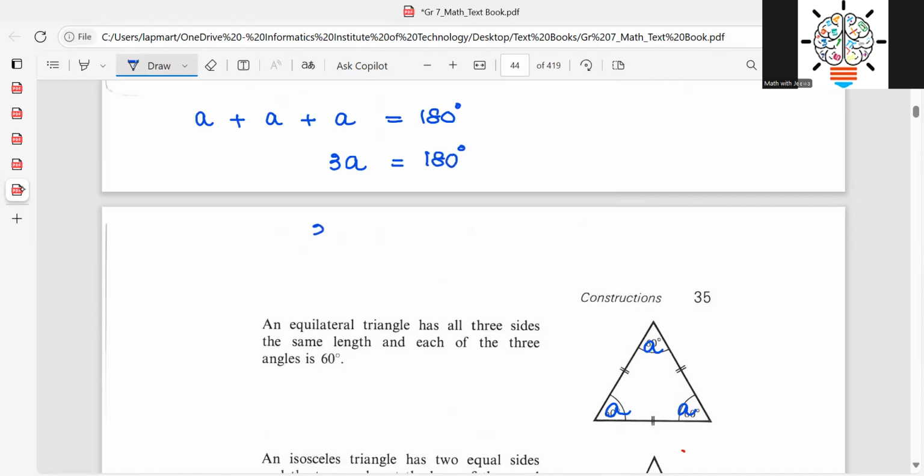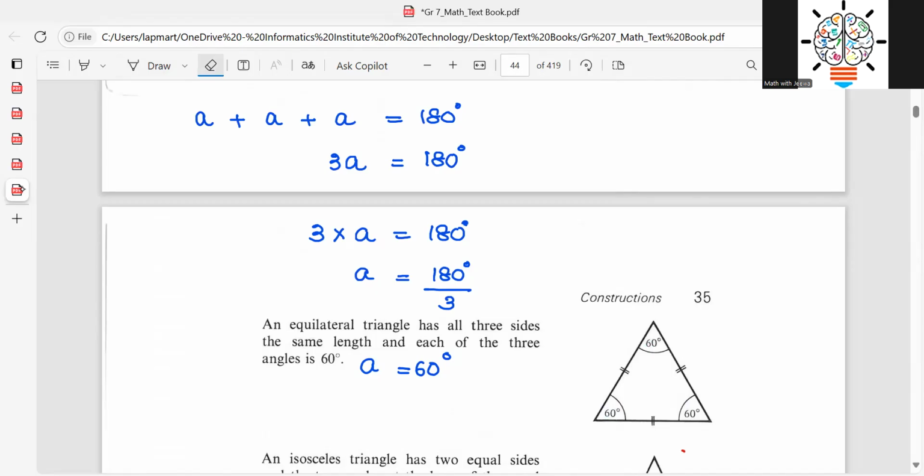What do you mean by 3A? Now that you know how to solve this kind of simple algebraic equation, now you are in grade 7, right? So 3A means 3 times A equal to 180 degrees. So then A is equal to 180 divided by 3. Then A is equal to 60. That is why they have marked them as 60, 60, 60. Hope it is clear. The theory says that when all the 3 sides are equal, all the 3 angles should also be equal.